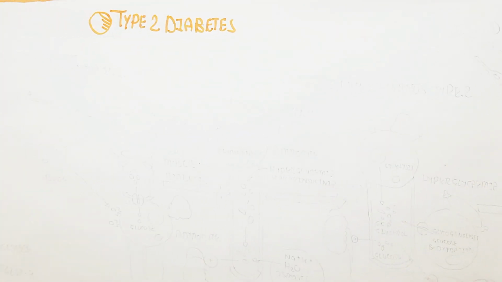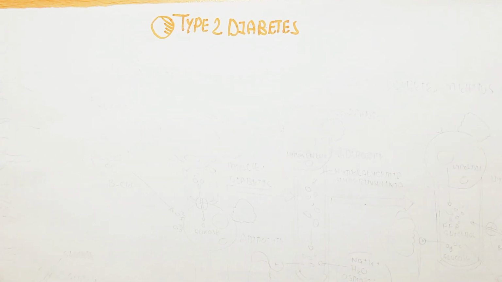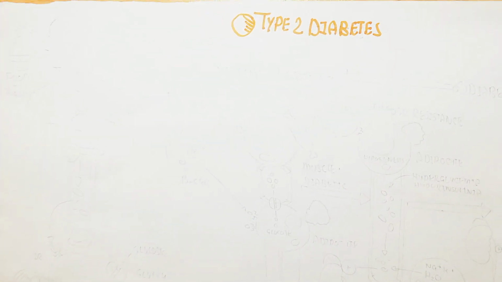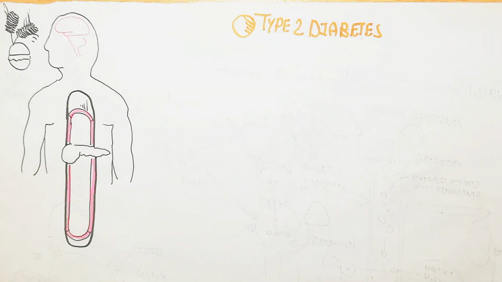It is 90% of cases throughout the population, compared to type 1 diabetes. So in this video, we will understand type 2 diabetes. It will occur mostly after 40 years of age in a person.